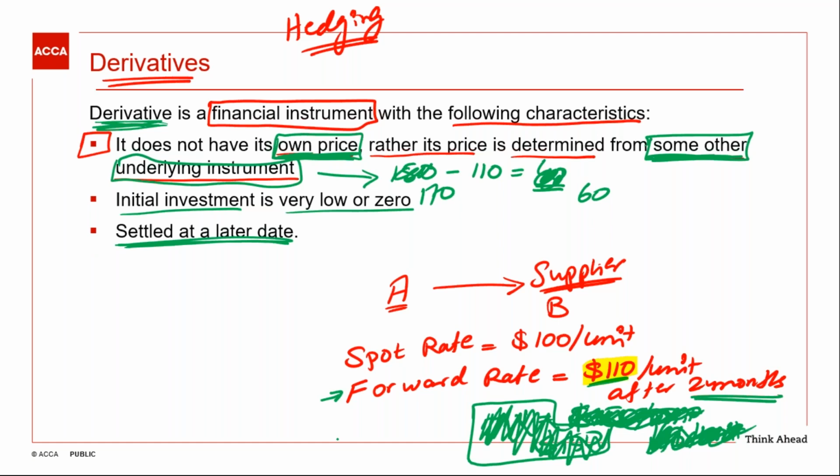Yes, Nayab, if the market value is 90, this means the value of the contract is going to be negative 20, because a derivative can have a gain or a derivative can have a loss. Cindy is asking, would the underlying instrument always be the market value? Yes, Cindy, we will be taking the market value of the underlying instrument every time.